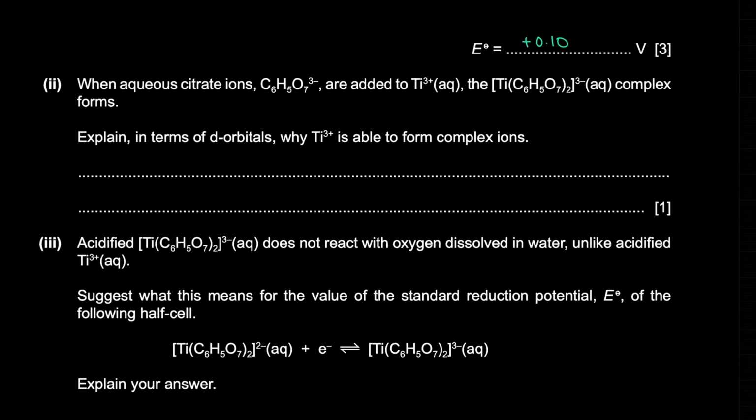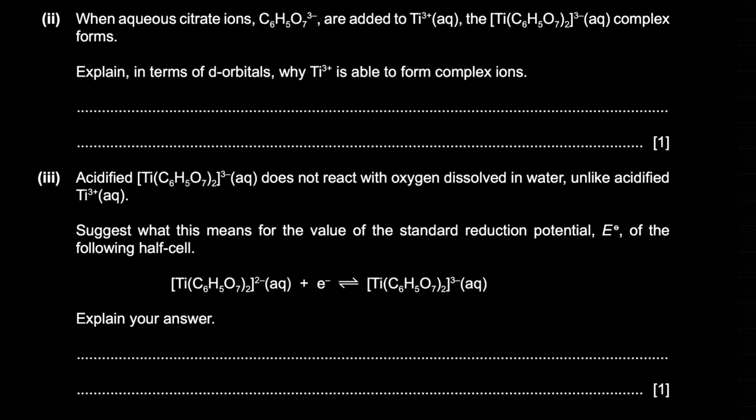When aqueous citrate ions, C6H5O7 3-, are added to aqueous Ti3+, this complex ion is formed. Explain in terms of d orbitals why Ti3+ is able to form complex ions.